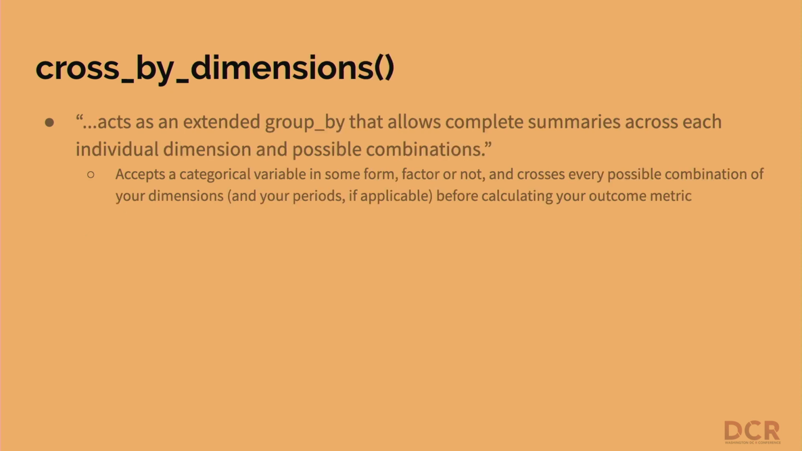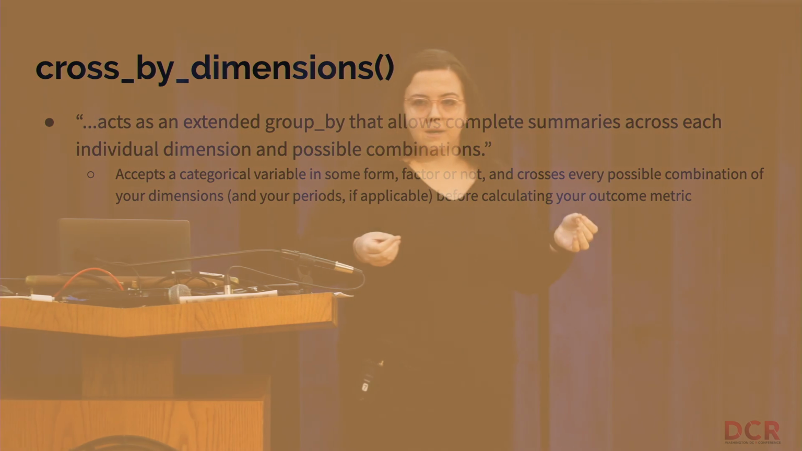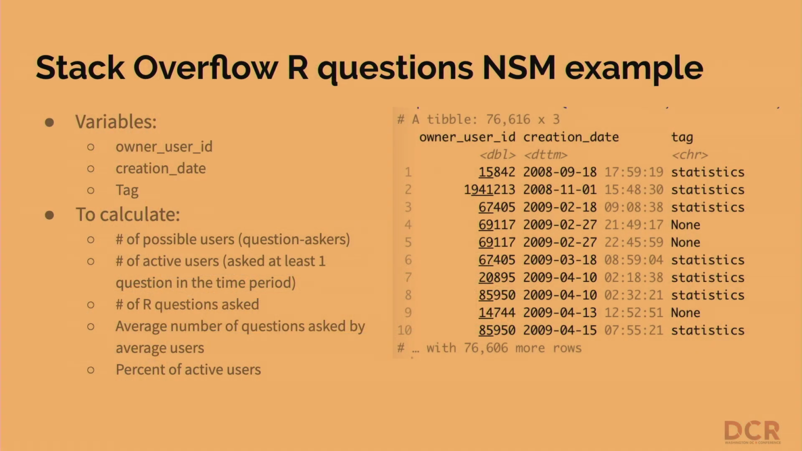Then you can compare this with cross-by dimensions. This is an extended group by, just like cross-by periods, and you take your dimensions, you need some kind of categorical variable. It doesn't necessarily have to be a factor, but you do need some sort of leveled variable with strings. So if you're familiar with using the tidyverse, you'll often be like, okay, I got a data, I'm going to mutate, I'm going to group by, I'm going to summarize. These cross-bys can replace those group bys. They're extended group bys. So let's look at an example.